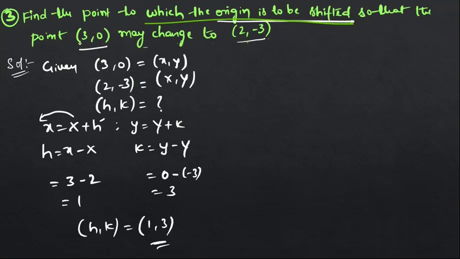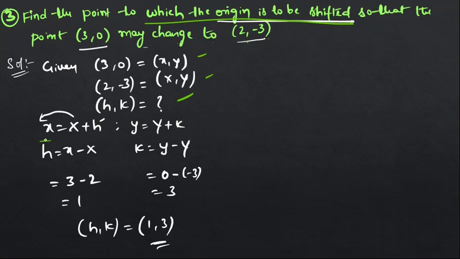And what is given here? 3 comma 0, the original point is given, and after shifting, the capital X comma Y is also given. We need to find the origin. The origin is shifted, and we are asked to which point the origin is shifted. So we need to find h comma k.